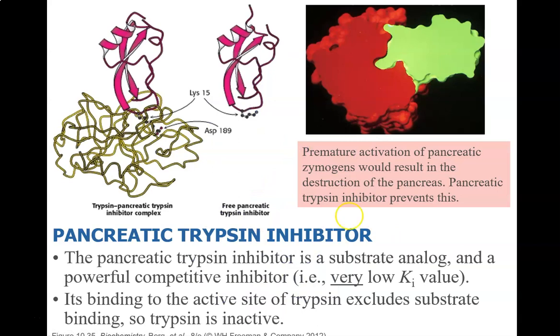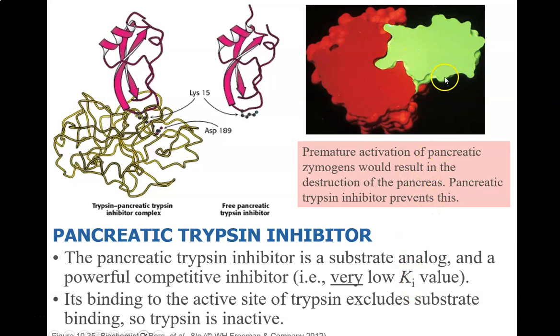So Mother Nature also looks out for us in various ways. So now suppose you had something wrong in your pancreas, and these inactive zymogens started to activate. We have something in our pancreas called pancreatic trypsin inhibitor. So this is trypsin, and the pancreatic trypsin inhibitor looks like a substrate, but it has a Ki that's really, really low.